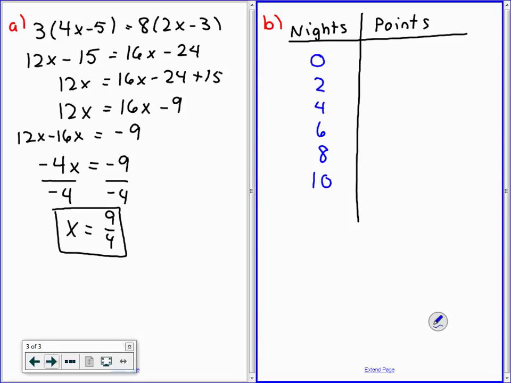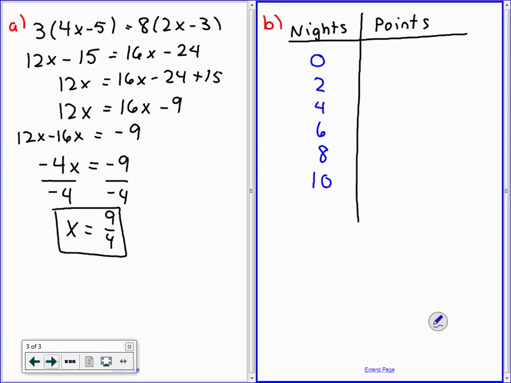So again, we're just going to fill in all my different entries on my table here, okay? So we're going to have 0, 2, 4, 6, 8, and 10. I got a question. Yes. It says he gets 3 points each night, so is it like at 2 nights it's 6 points? Very good.